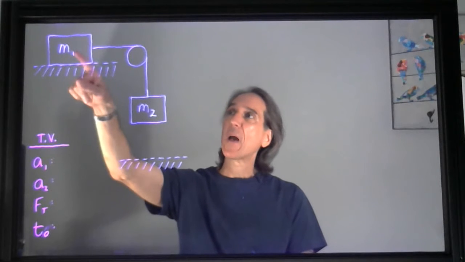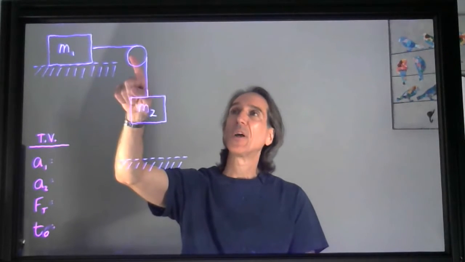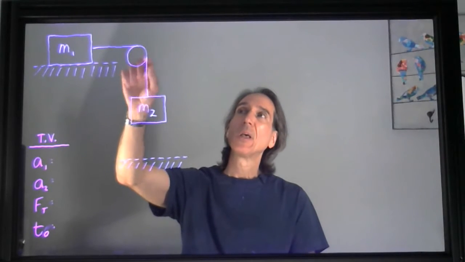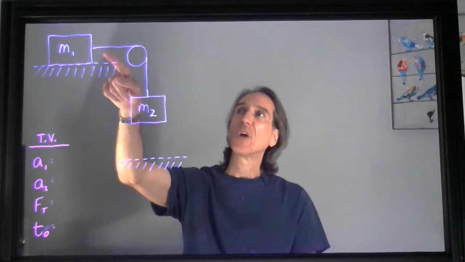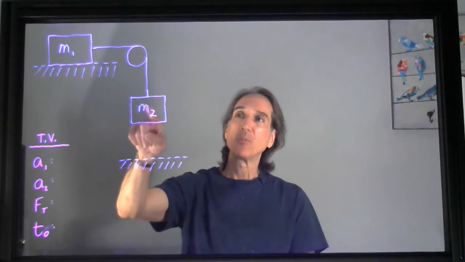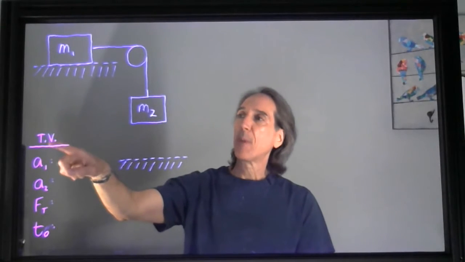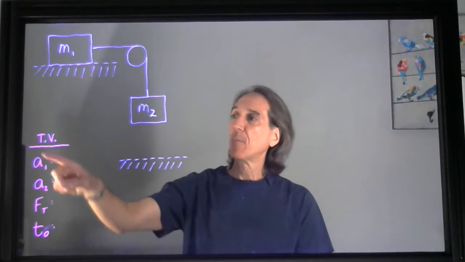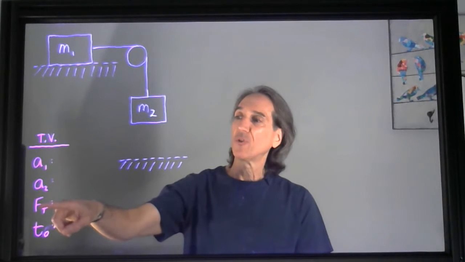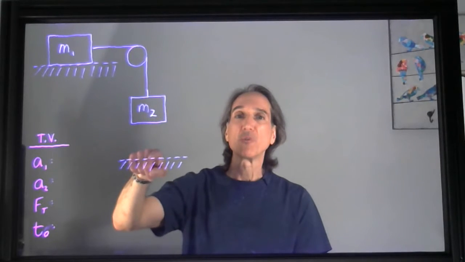We've got our mass M1 on our frictionless surface. We've got our pulley, zero friction, stationary. We've got our cable. We've got our mass M2, our body M2, and we've got the surface down below it. I've also written up our target variables for this particular problem, which are the acceleration for each body, the tension force in the cable, and the time it takes M2 to drop to the surface below it.